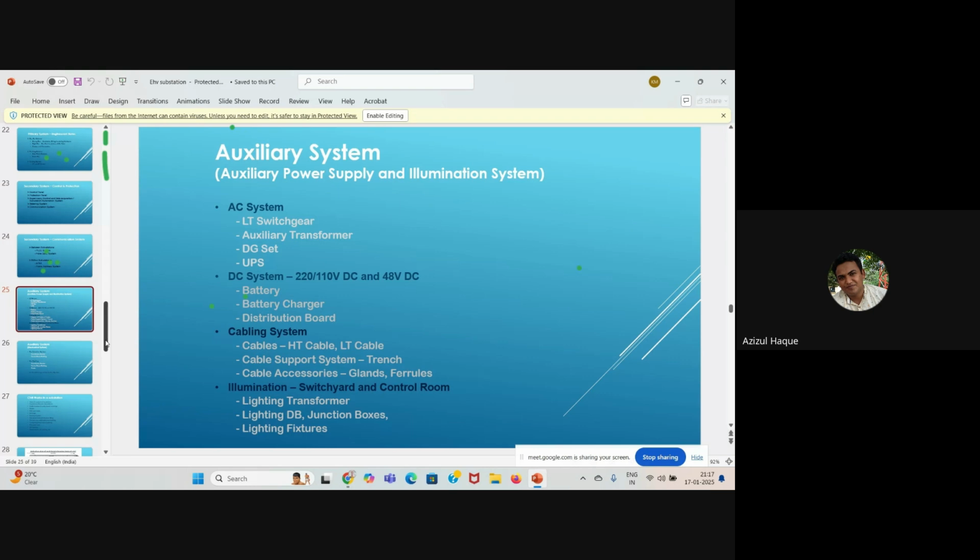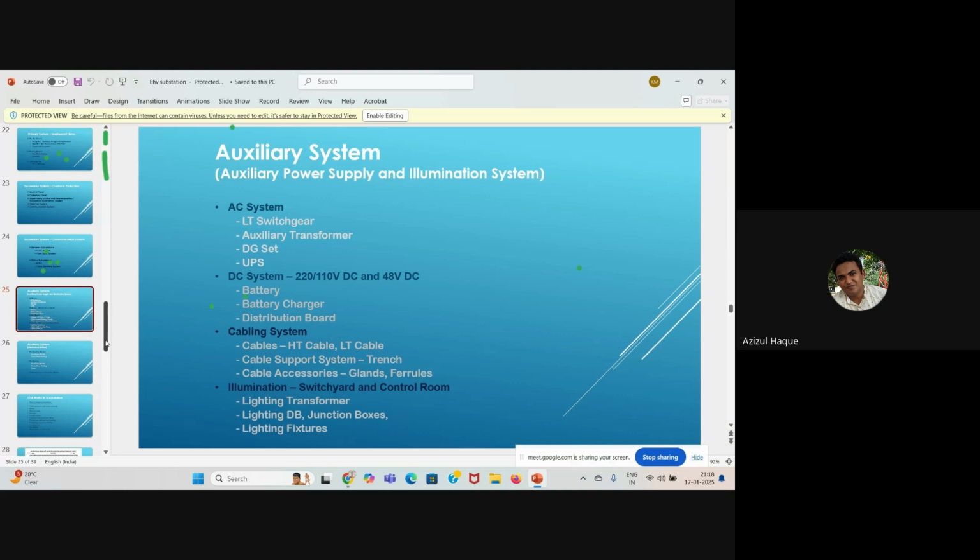So we have to design in such a way that if the AC power is off, or my battery charger fails, automatically the DC battery bank will come into service without any time lapse. And all these equipments are connected through cables. So we have to design the cable system.